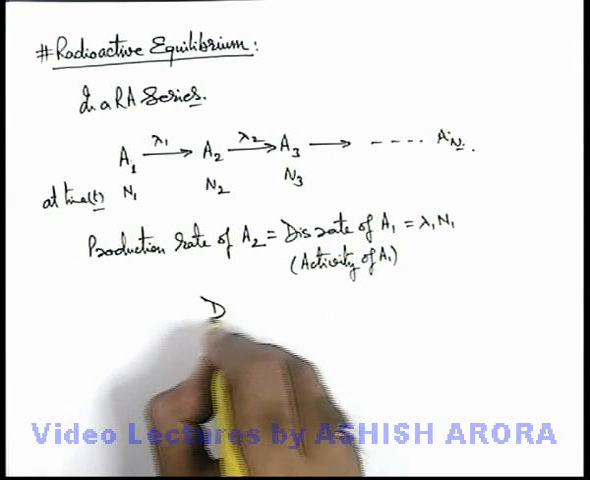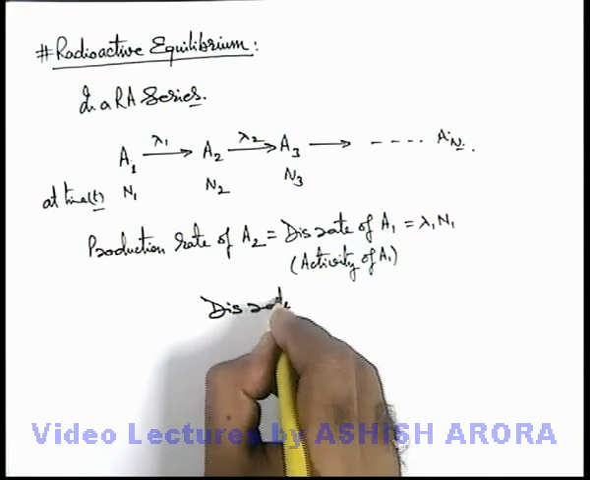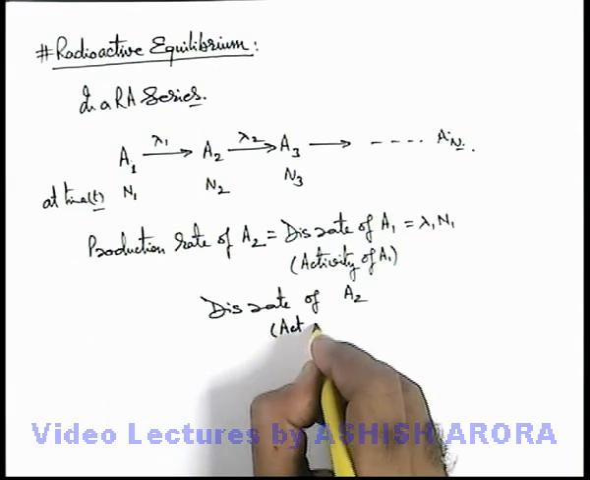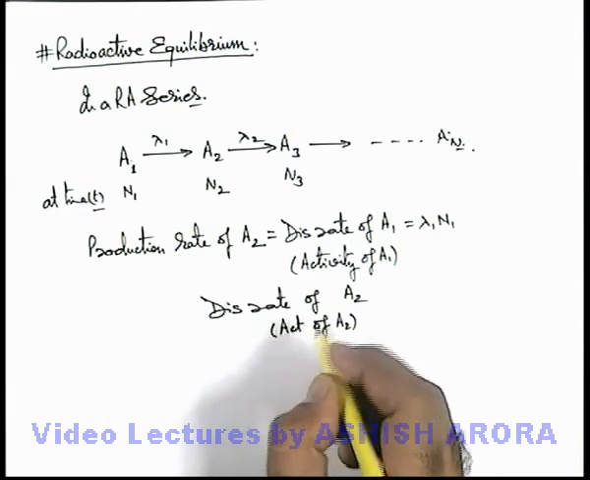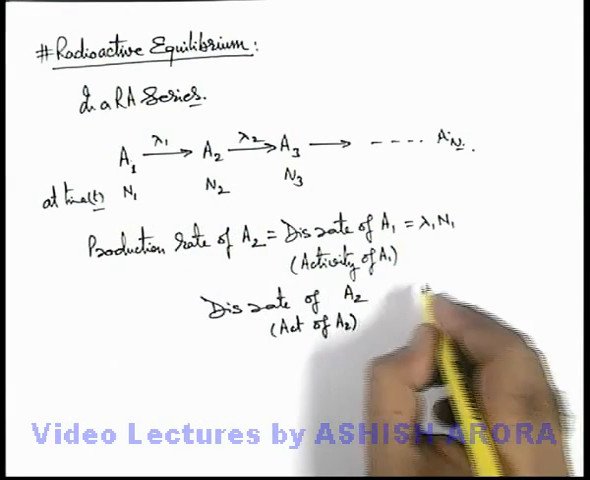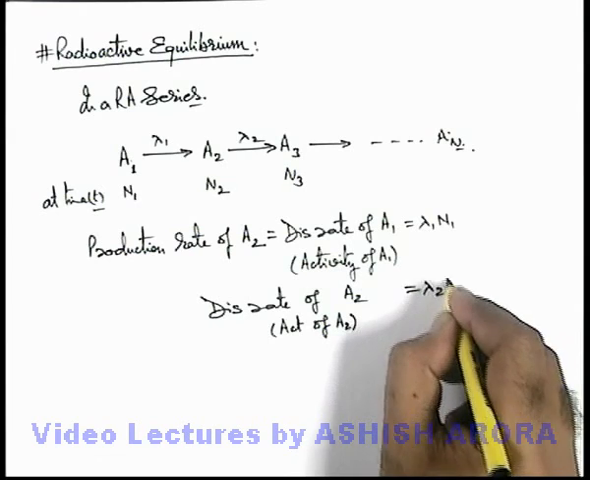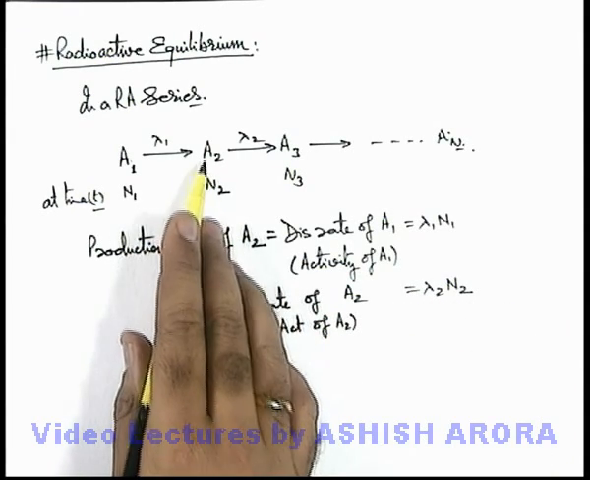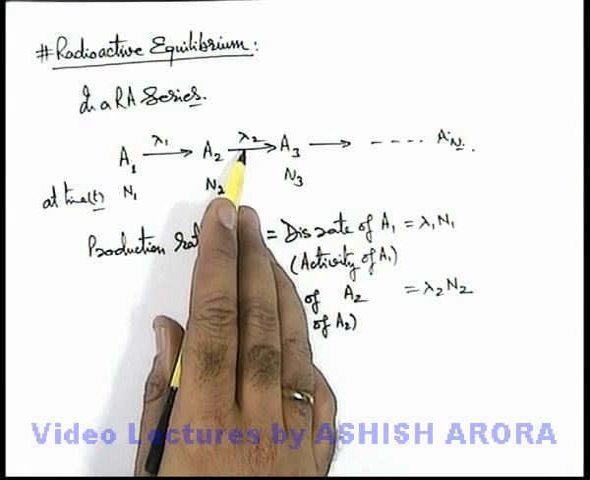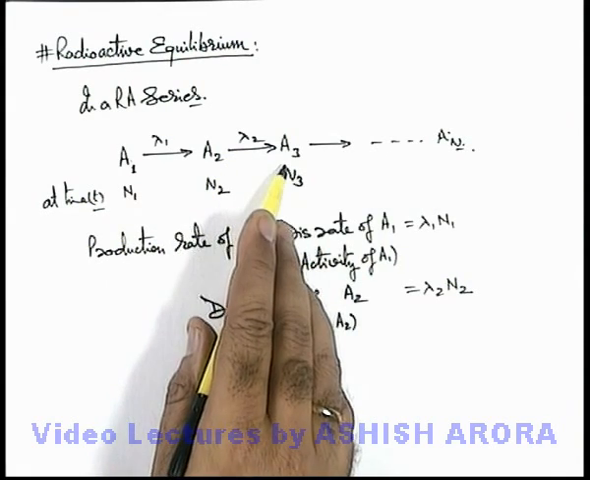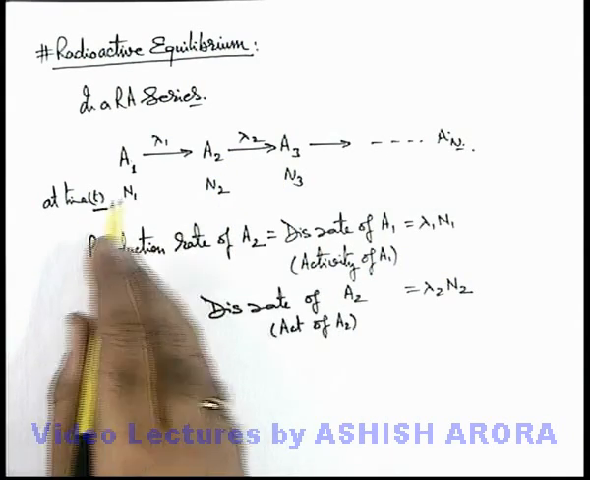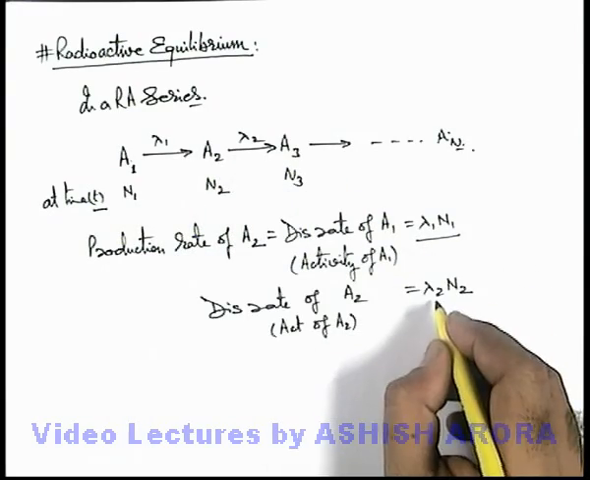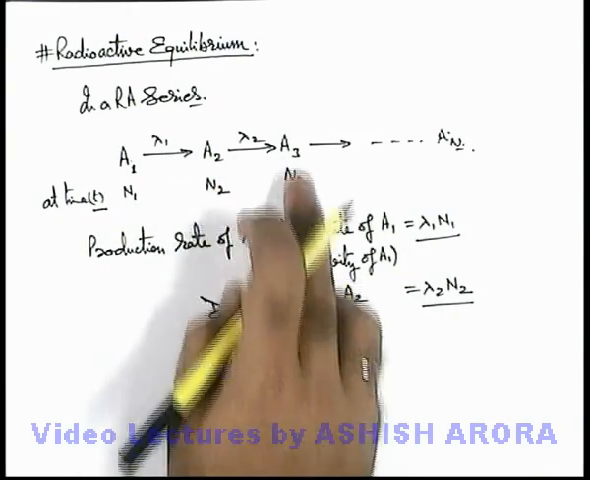Similarly, the disintegration rate of A2 will be the activity of A2, the rate at which the nuclei of A2 are decreasing. This can be written as lambda 2 N2, because at this instant N2 nuclei of A2 are present, and lambda 2 is the decay constant with which it is decaying to A3. So at this instant, the production rate of A2 is lambda 1 N1, and the decay rate of A2 is lambda 2 N2, with which it is decreasing.